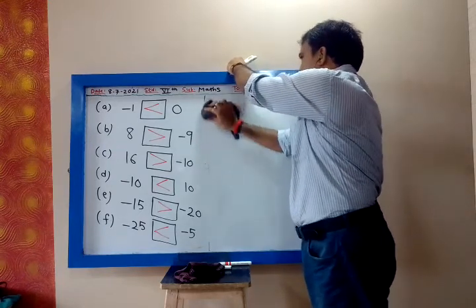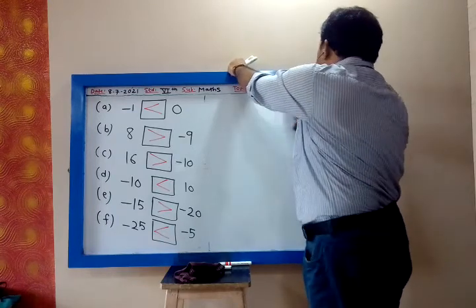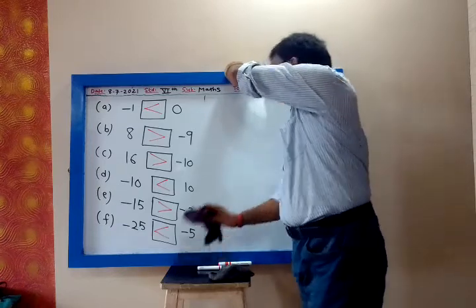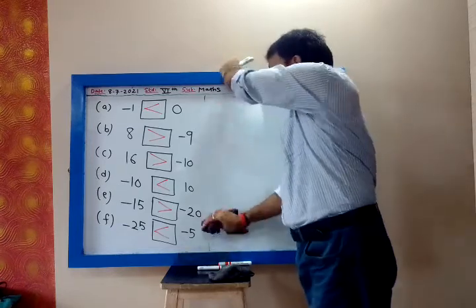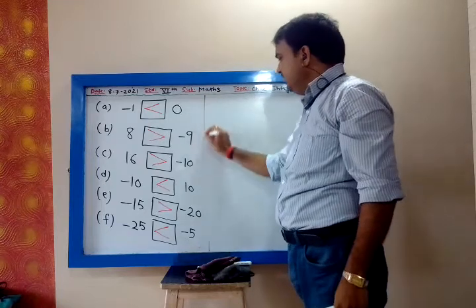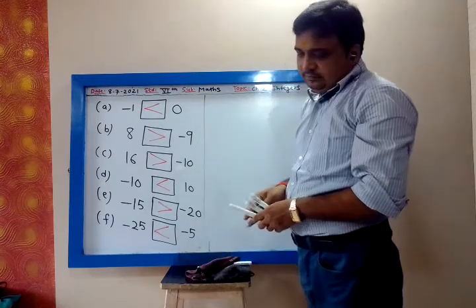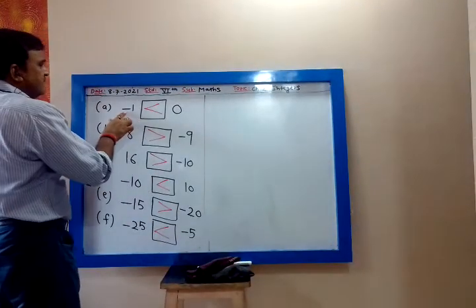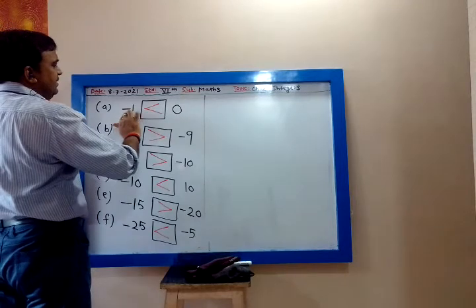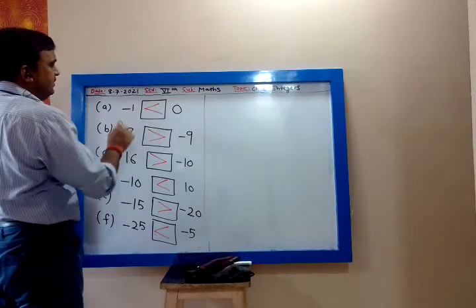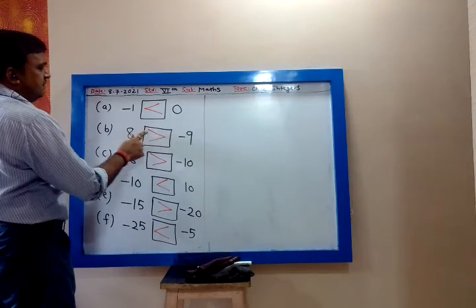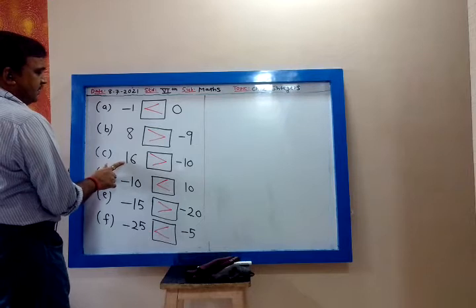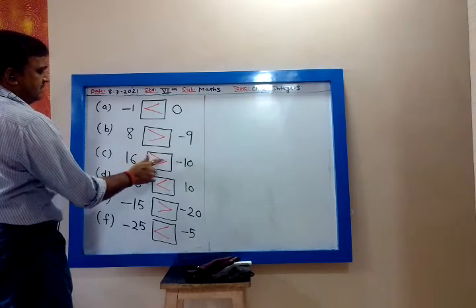Same thing, what I have written, same way you have to write. You have to fill the box with the holders, greater than or less than. Just now how I have done. This is minus, this is 0. Negative numbers are smaller than 0. So minus 1 will be less than 0. This is positive, this is negative. Positive numbers are bigger than negative numbers. So 8 will be greater.